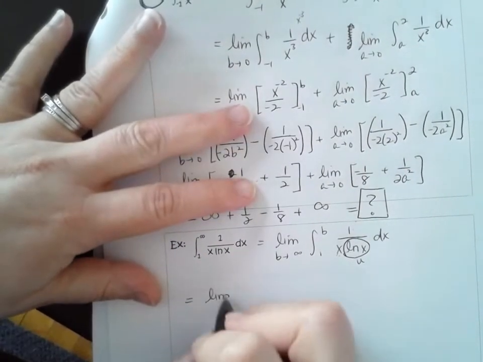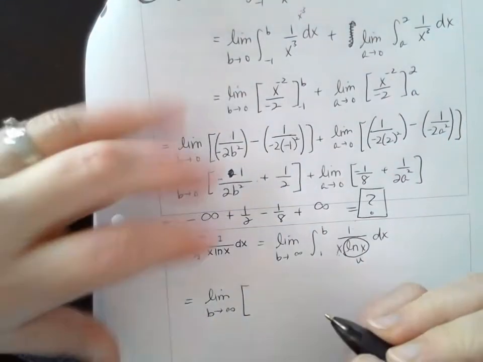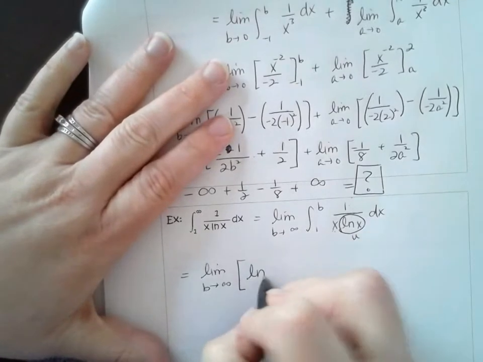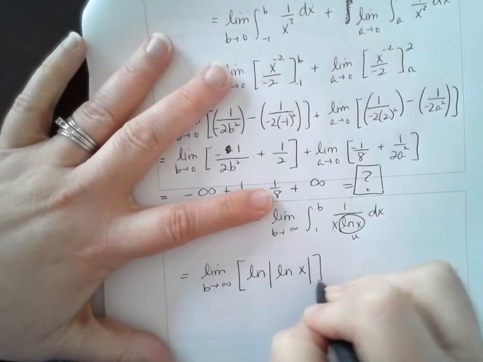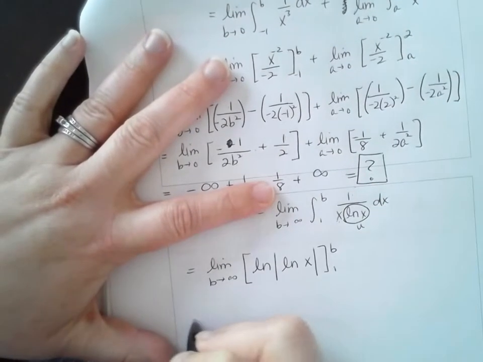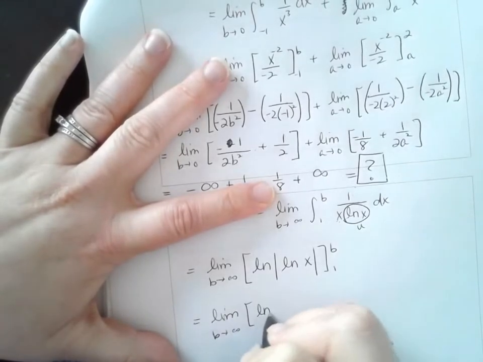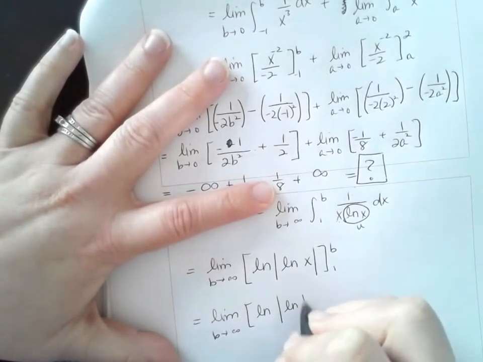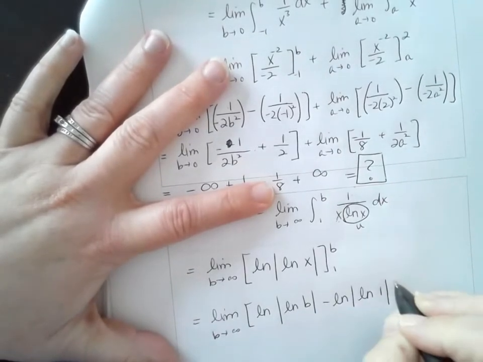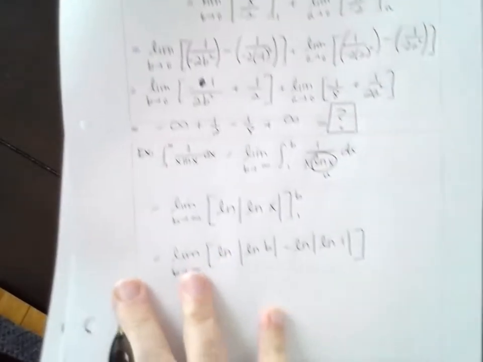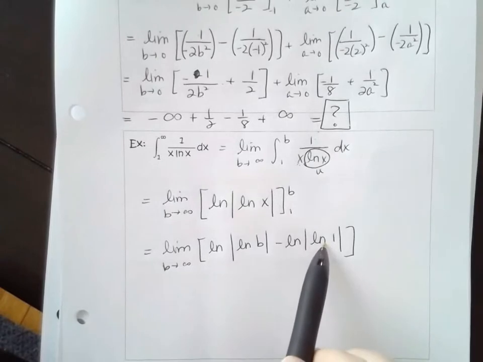But it becomes the limit as b approaches infinity of, well, what's the integral of 1/u du? The natural log of u. Natural log of the natural log of b minus the natural log of the natural log of 1. This could get messy too, because the natural log of 1 is 0.